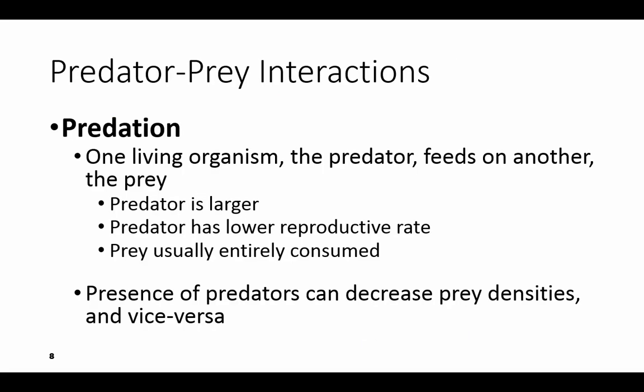In the predator-prey interactions, as we said previously, the predator eats the prey. So the predator's going to be bigger. It's going to entirely consume the prey, and it's going to have a lower reproductive rate. This is a way to decrease prey densities, is by increasing the number of predators.